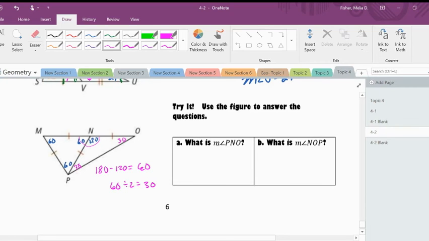So the measure of angle PNO is this one right here. And then NOP is this one right here. And that one is 30 degrees. Make sure you label degrees on there.